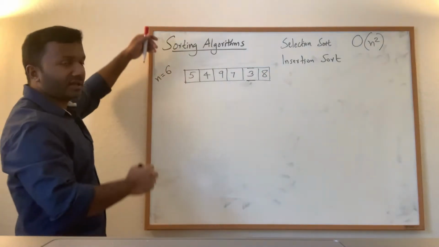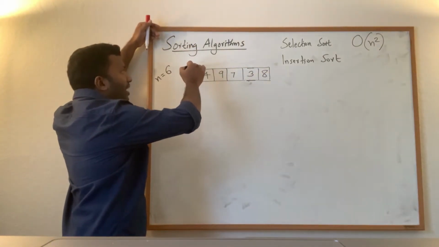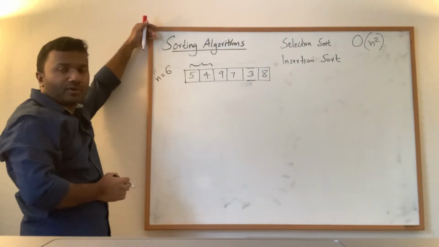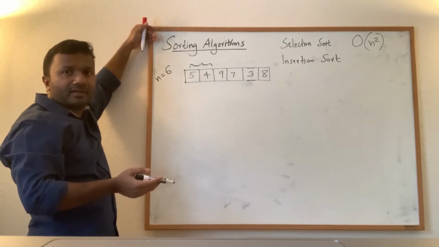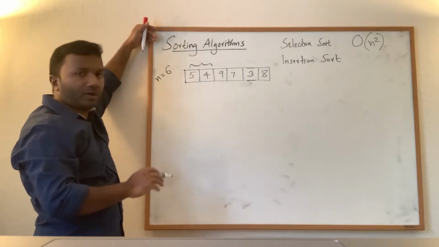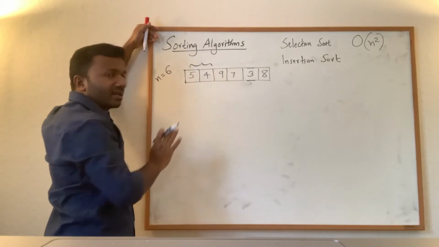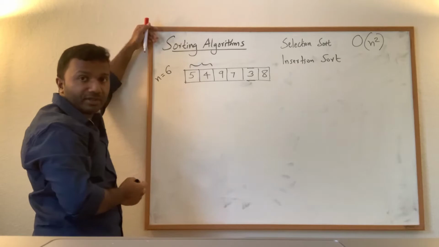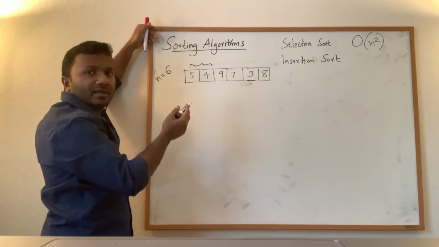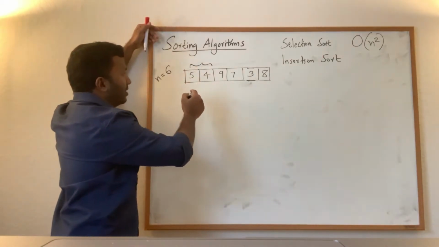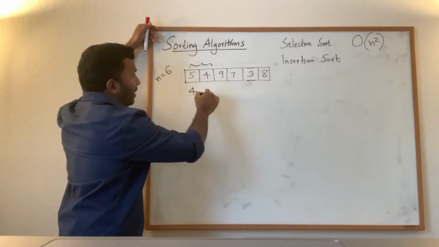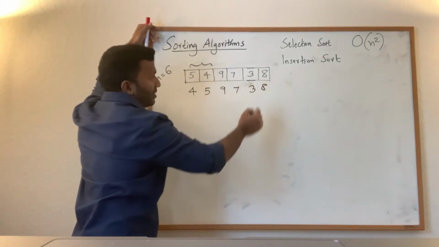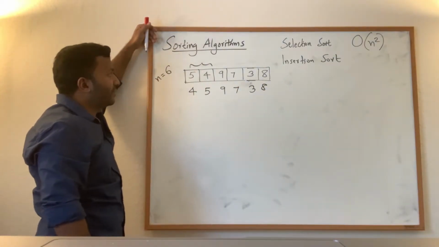Insertion sort, in the first step, is going to have a look at the first two elements and check if they are in sorted order. If they are, do nothing. If they are not, just make sure that these two elements are in sorted order. In this example, you see 5 and 4 are not in sorted order. So just rearrange them: 4 will come here, 5 will come here. The rest of the array stays the same. This is the first step.